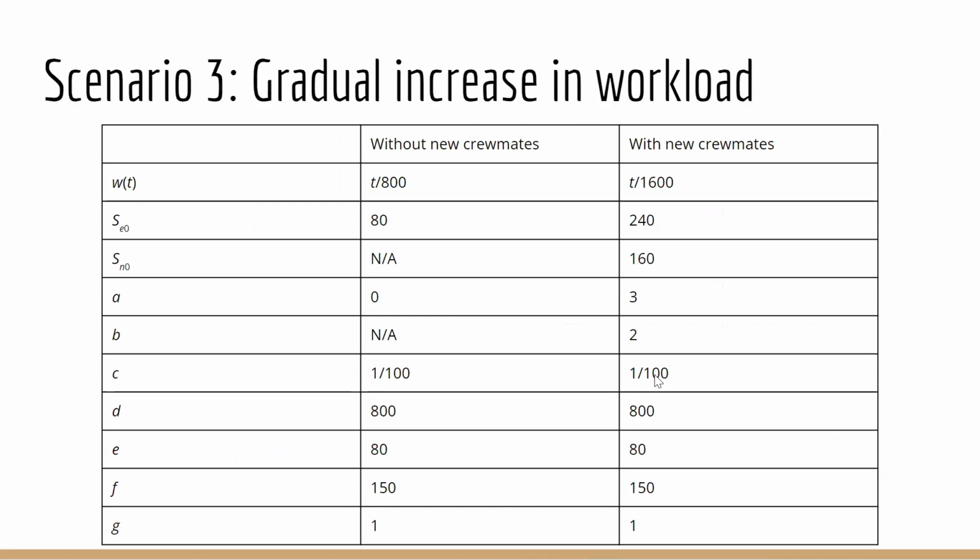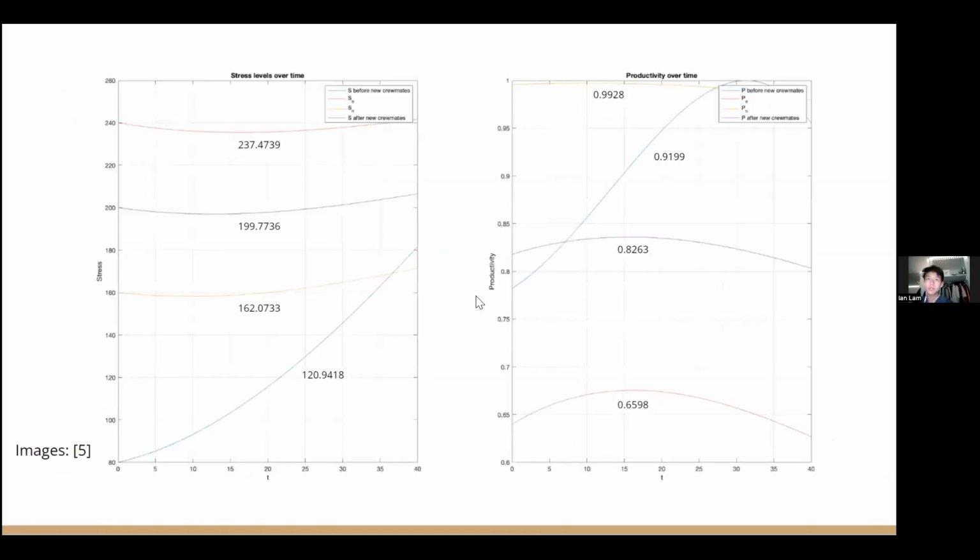So for scenario 3, which is a gradual increase in workload, we use a linear function of work to model this, and the other parameters are held the same as in the other two scenarios. As we can see, the stress level gradually increases over time for each of the 4 lines. This makes sense because as the workload gradually increases over time, acute stress and episodic acute stress also gradually increase over time.